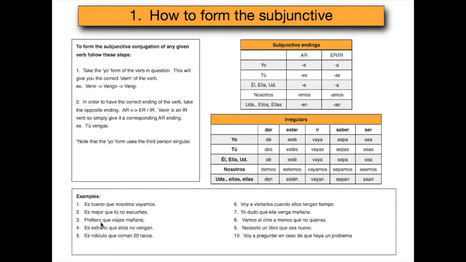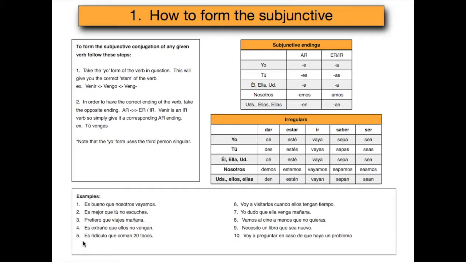Number three, prefiero que is a trigger phrase. Prefiero que viajes mañana. The verb viajar is normally AR. We give it the opposite ending here. Es extraño que ellos no vengan. Here we have a stem changing verb, venir. Notice how we took that yo form, veng, and then gave it the opposite ending. So it's strange that they didn't come, or that they don't come.